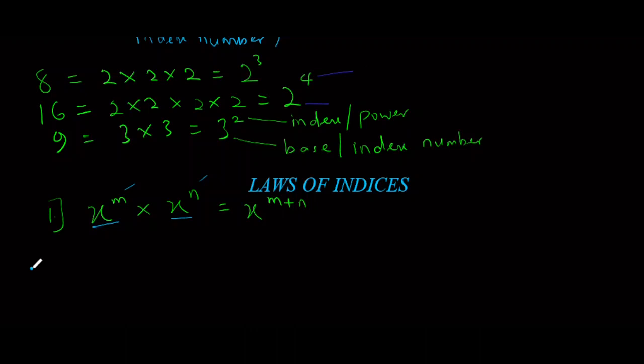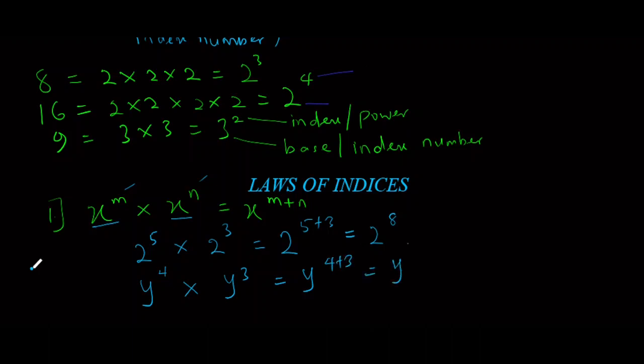For example, we have 2 raised to power 5 times 2 raised to power 3. Following the first law, that means we pick the base since they are the same, 2, then we add the powers together, that's 5 plus 3, and that gives us 2 raised to power 8. Another example, if we have y raised to power 4 times y raised to power 3, we obtain y raised to power 4 plus 3, and that will give us y raised to power 7. This is the first law that we have in indices.